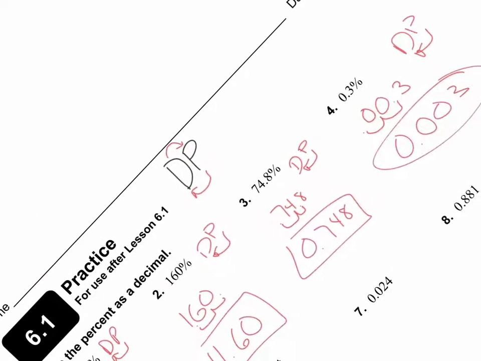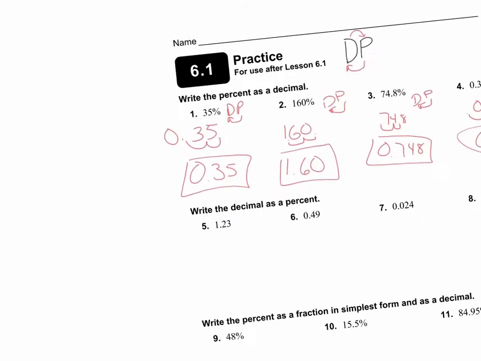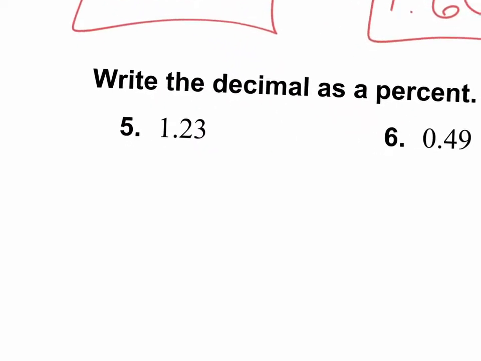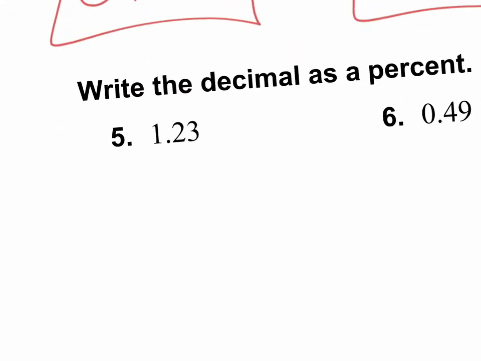Okay, now we're going to go vice versa. We went percent to decimal. Now we're going to go decimal to percent. So I'm going to write my Dr. Pepper. Here's my DP. I'm going decimal to percent, so I'm moving that way. Here's my decimal right here, and I move it over 1, 2, put a decimal. So this is 123%.